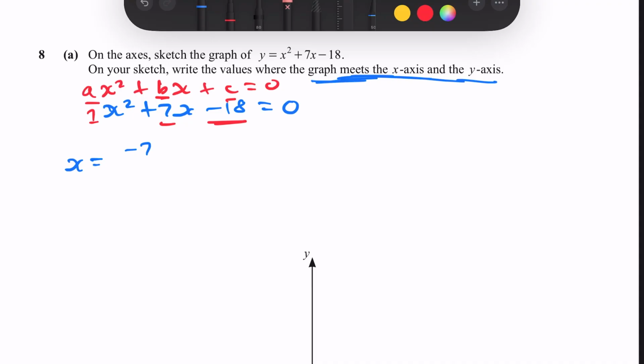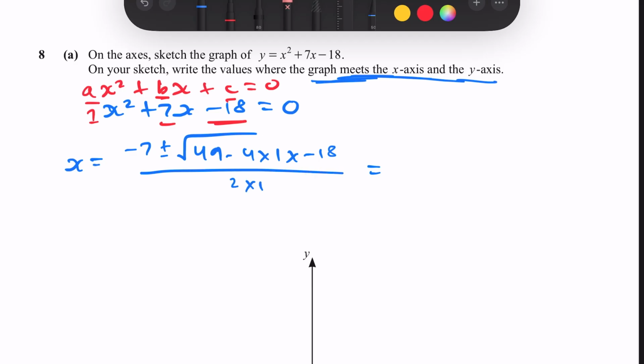So the roots of the equation are x equals negative b plus minus the root of b square minus 4ac, all divided by 2a. So 7 square, which is 49, minus 4 times a, which is 1, times c, which is negative 18, divided by 2 times a, which is 2 times 1. So this is equal to negative 7 plus minus 11 divided by 2. So this gets us values of 2 and negative 9. So our two roots are 2, 0 and negative 9, 0.